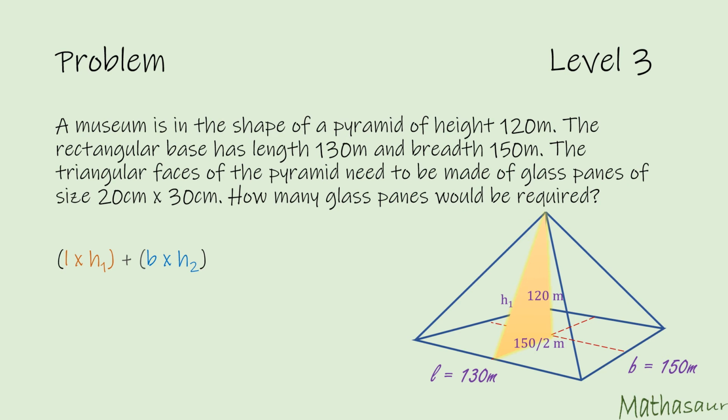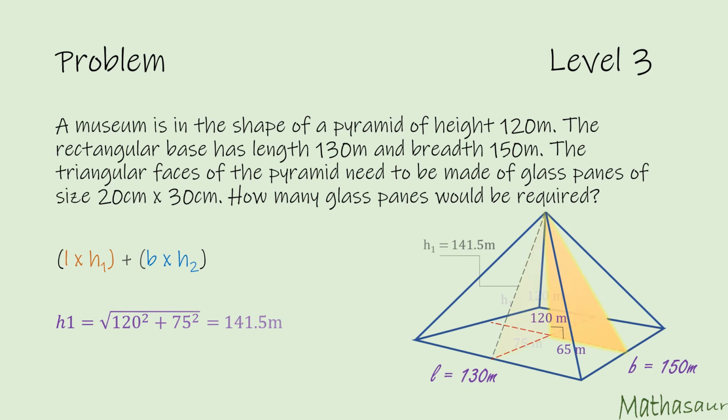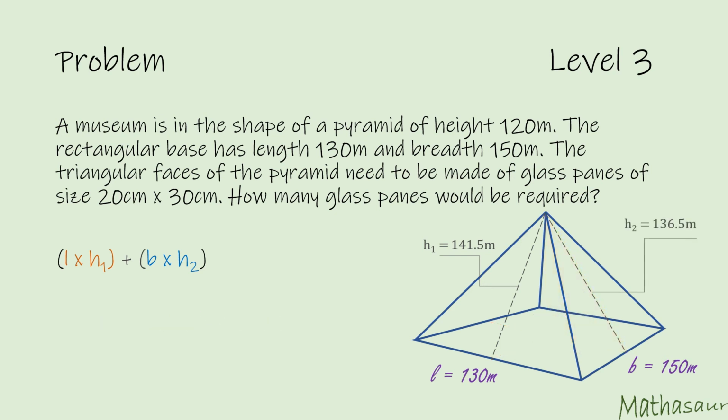And the other shorter side, since it is parallel to the side B and it is half of its dimension, it would measure 150 by 2 meters or 75 meters. Now let us apply the Pythagoras Theorem to find out H1. You may use a scientific calculator to find out that H1 is equal to 141.5 meters. Now let us draw another triangle which has one of the shorter sides parallel to L. Now let us figure out H2. Now we know H1 and H2.